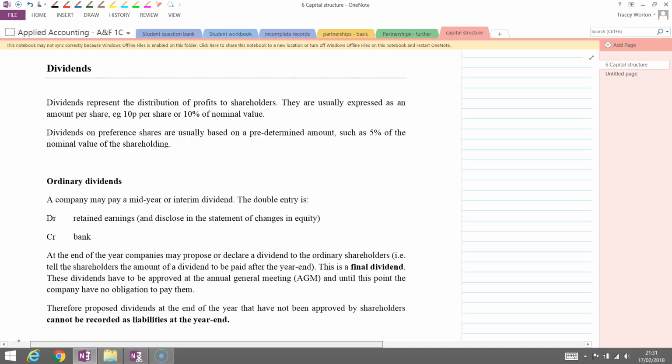At the end of the year, companies may propose or declare a dividend to the ordinary shareholders, i.e. tell them that a dividend is going to be paid after the year end. This is a final dividend. These dividends have to be approved at the annual general meeting, and until this point the company has no obligation to pay them. Therefore, proposed dividends at the year end that have not been approved by the shareholders cannot be recorded as a liability at the year end.